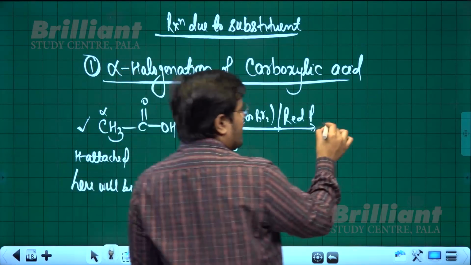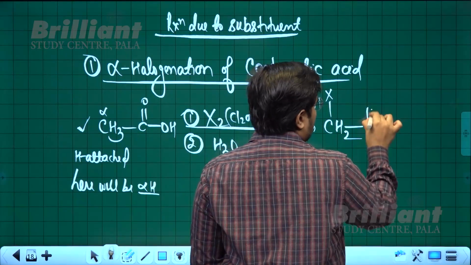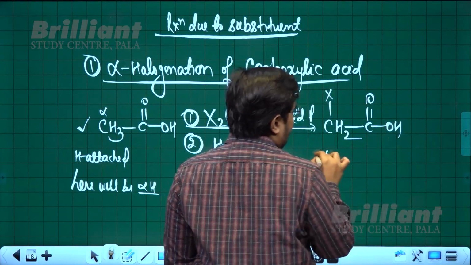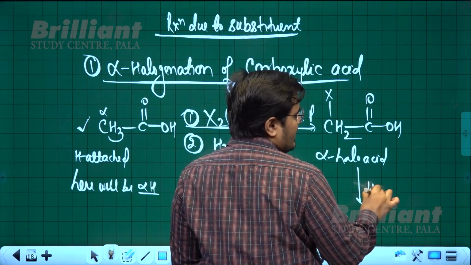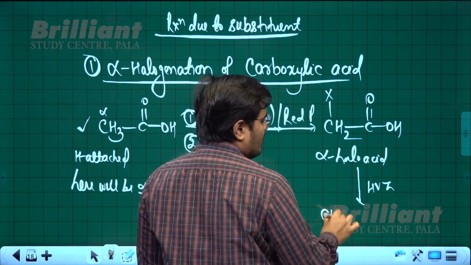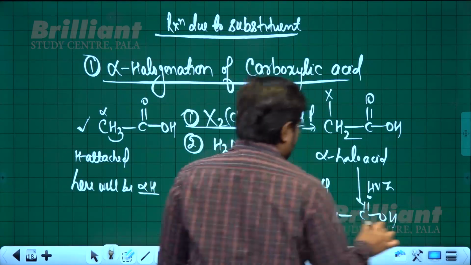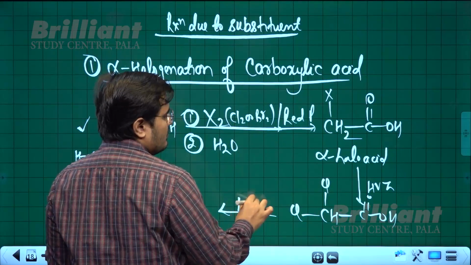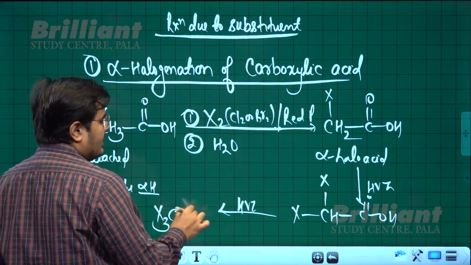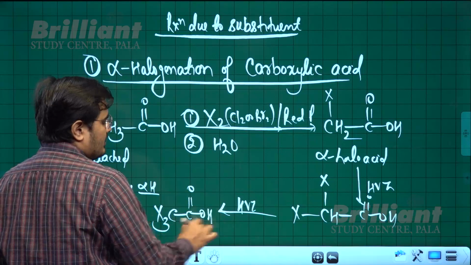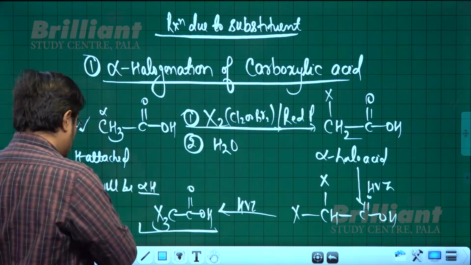So what will happen? We can replace one of the hydrogens with a halogen and you will get alpha halo acid. If you again repeat HVZ, you can actually replace one more hydrogen also. Then you will get dihalo at the alpha position. And if you do it one more time, then you can actually replace all the alpha hydrogens present next to this carboxylic acid. So now we will actually see how this reaction goes.